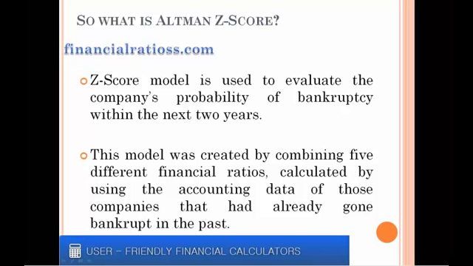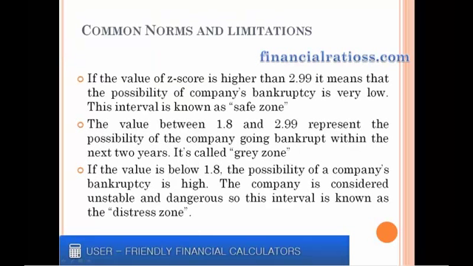If the value of Z-score is higher than 2.99, it means that the possibility of company's bankruptcy is very low, so the company is considered safe. This interval is known as the safe zone. Values that are between 1.8 and 2.99 represent the possibility of the company going bankrupt within the next 2 years. This interval is known as the gray zone. Now, if the value is below 1.8, it means that the possibility of a company's bankruptcy is high, so the company is considered unstable and dangerous. This interval is known as the distress zone.